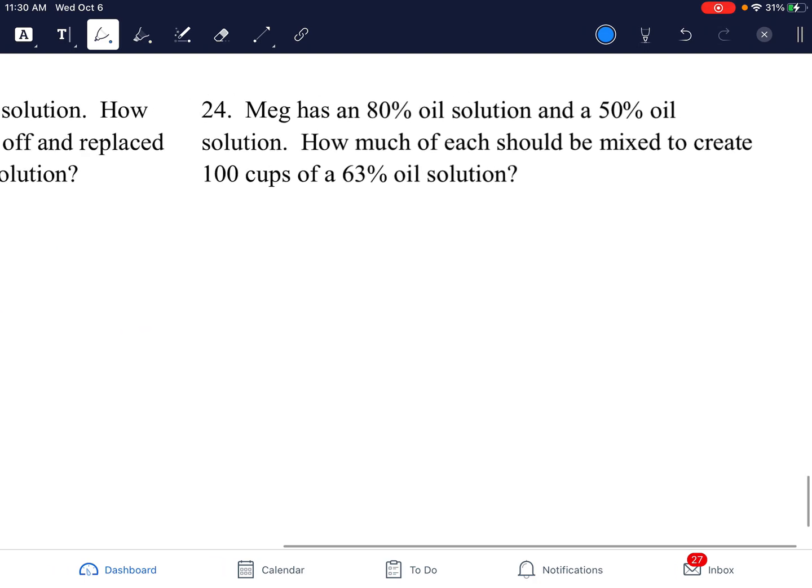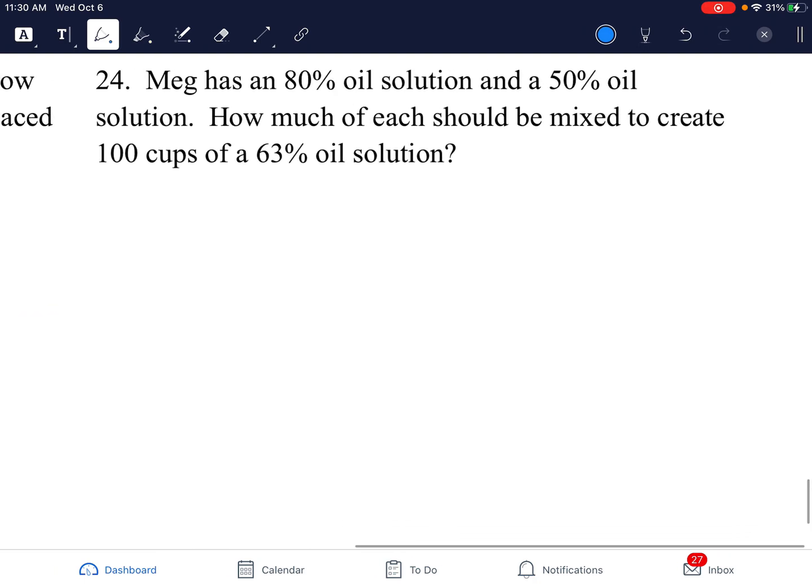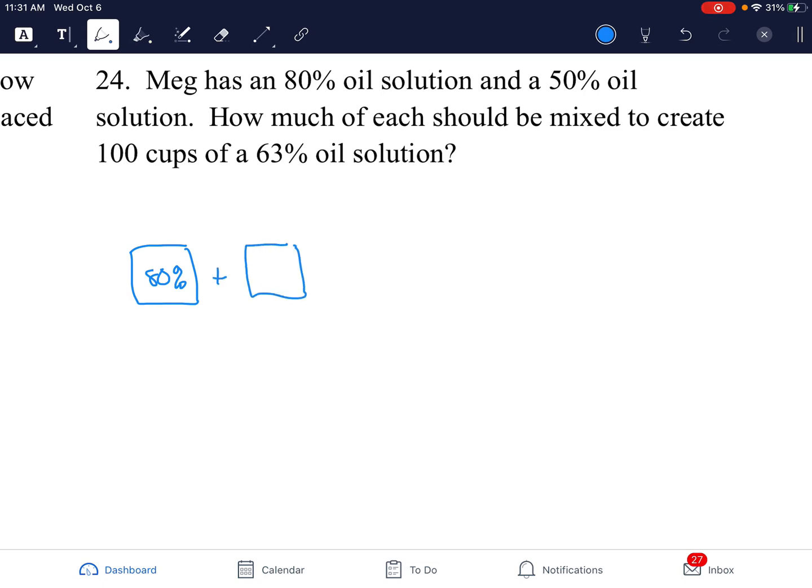Okay, last problem, here we go. Meg has an 80% oil solution, so here we go, 80. And a 50% oil solution. So we're going to add those two things together. How much should be mixed to create 100 cups of a 63% oil solution? So we're going to equal a 63%.